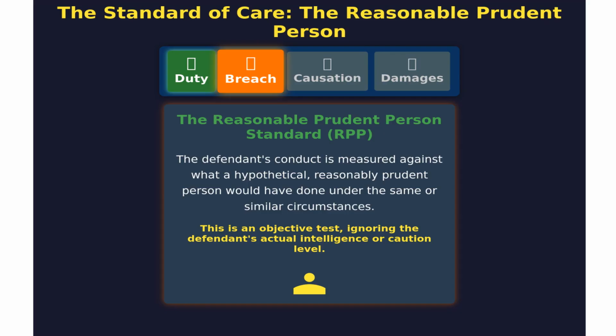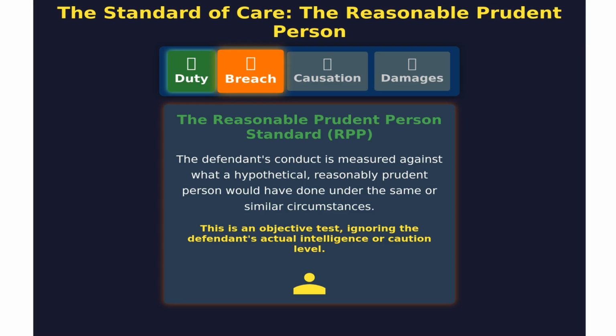We have established that breach occurs when conduct falls below the required standard of care. Now, we must define that standard itself. In the vast majority of negligence cases, the standard imposed upon the defendant is known as the reasonable prudent person standard. This is the cornerstone test for breach. The reasonable prudent person, often abbreviated as RPP, is a hypothetical individual who exercises the degree of care that society demands. Crucially, this is an objective test.